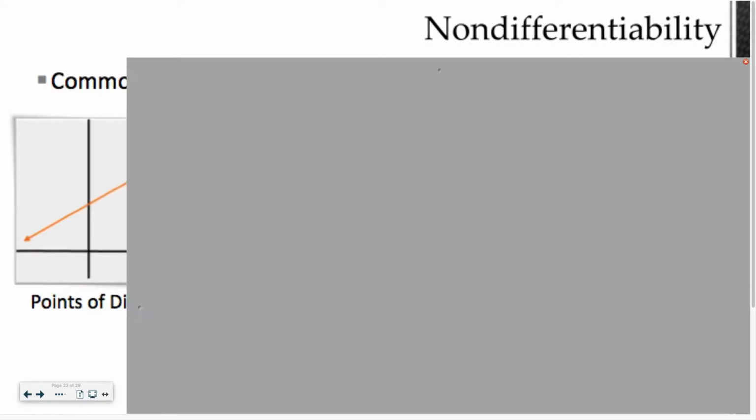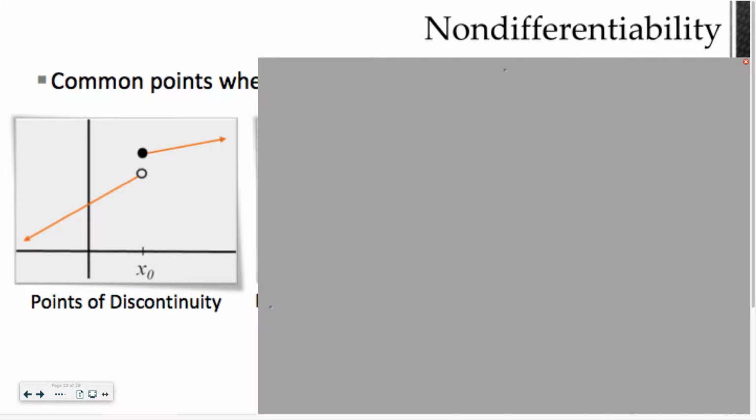So, non-differentiability. What most of you talked about. Points of discontinuity, holes, asymptotes, breaks. If we're not continuous, we cannot be differentiable.